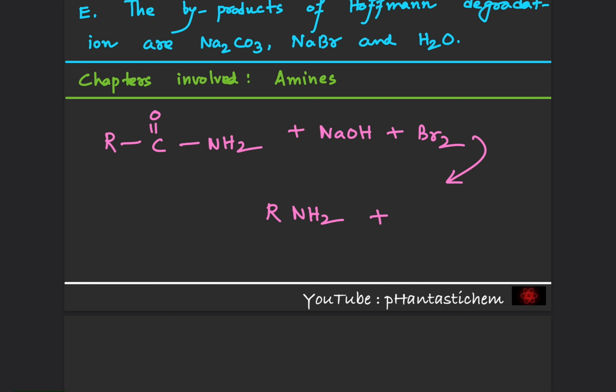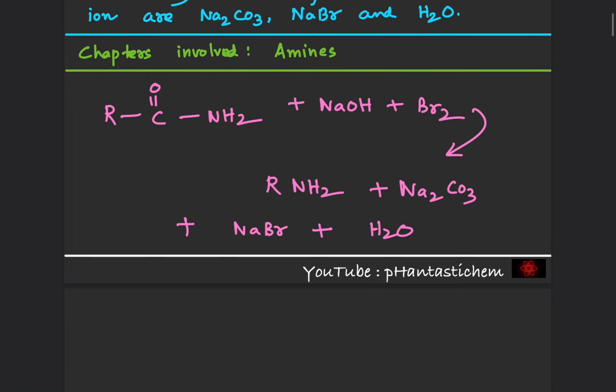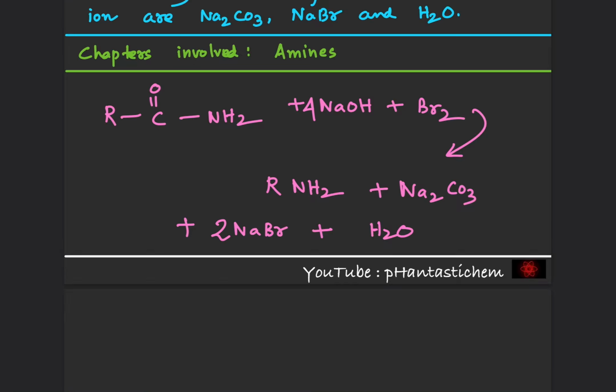So along with the primary amine, we have Na2CO3 plus NaBr plus H2O. Upon balancing, this reaction becomes 4 NaOH and 2 NaBr and 2 H2O. So this is the complete balanced equation. This is a 1 degree amide and we get a 1 degree amine.